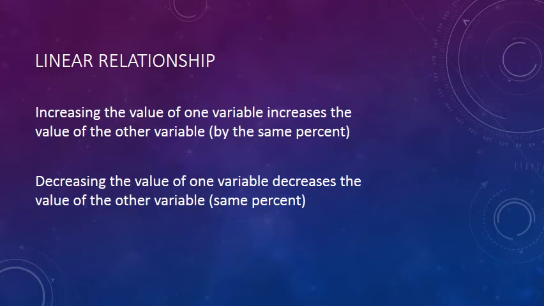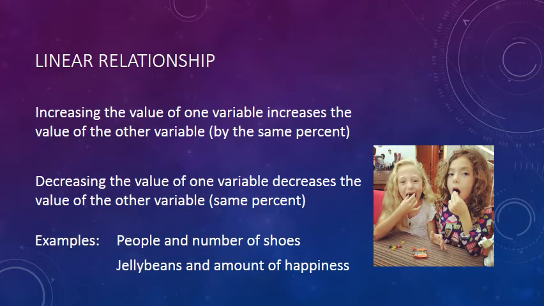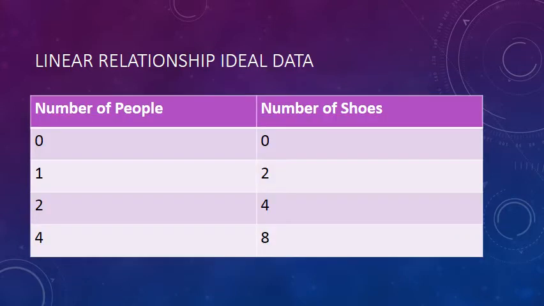In addition, in a linear relationship, decreasing the value of one variable will decrease the value of the other variable also by the same percent. So if we halve one thing, then the other thing halves as well. So examples may include the number of people in our classroom and the number of shoes in our classroom. If we double the number of people inside our classroom, we have likely doubled the number of shoes that are also inside. Maybe there is a linear relationship between the number of jelly beans and how happy you are.